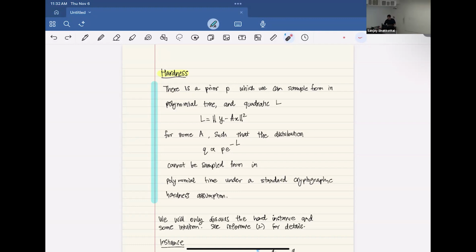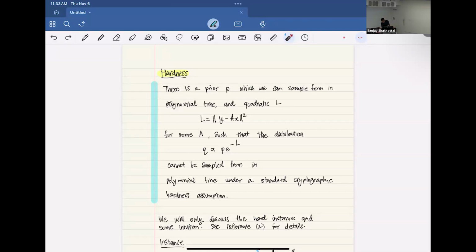So this hardness result says that there is a prior p that we can sample from in polynomial time. This is actually very important. Most of the work in the paper goes into showing that whatever prior they construct is something you can sample from in polynomial time. And a quadratic L. So forget about any complicated measurement model. The instance they have is an in-painting problem. So it's a simple quadratic L such that the posterior p e to the negative L cannot be sampled from in polynomial time under a standard cryptographic hardness assumption.